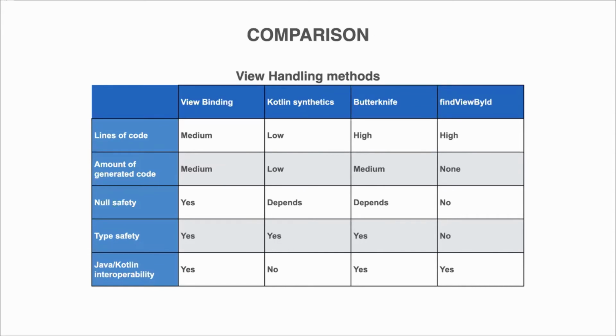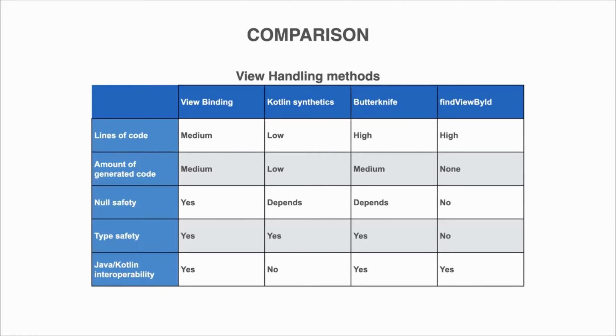For code generation, Butterknife and ViewBinding are actually almost the same. They have the same idea behind them, but ViewBinding replaced Butterknife. And Kotlin synthetics, they also generate some code behind the scenes, but it's really not much. It's a few lines of code. And findViewById doesn't generate anything.